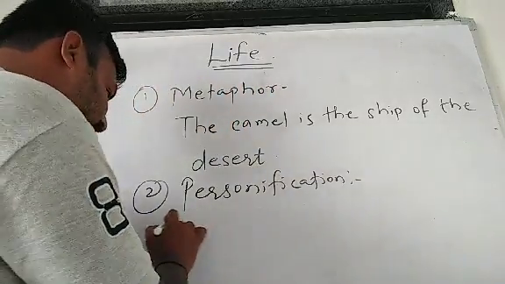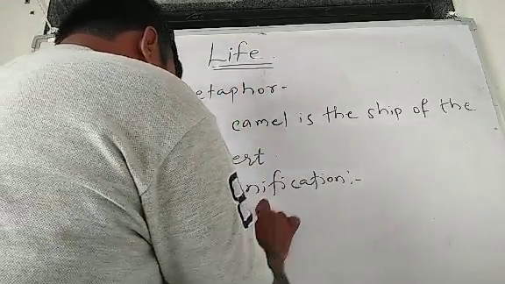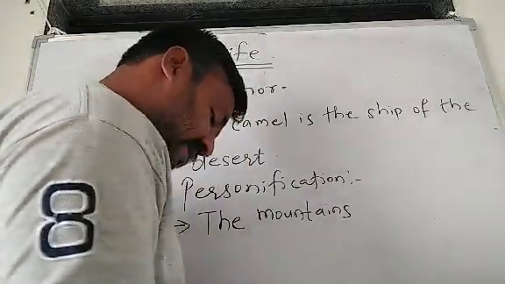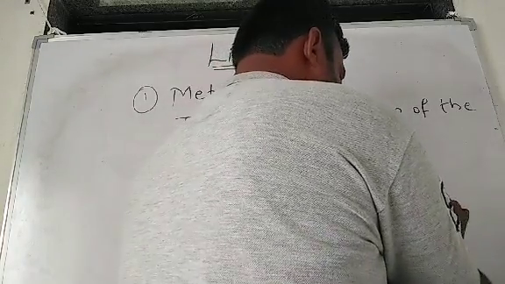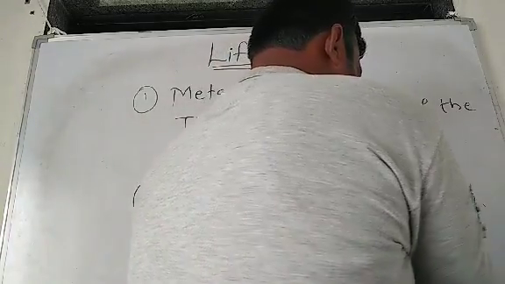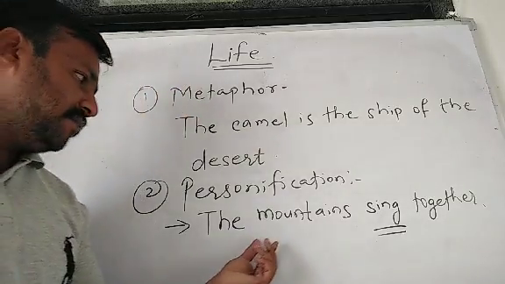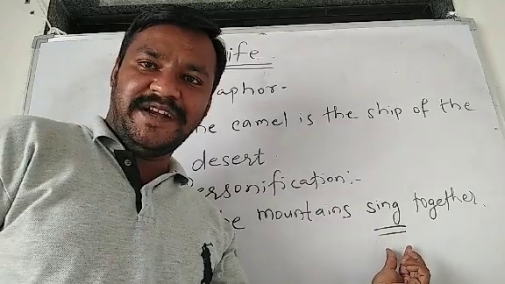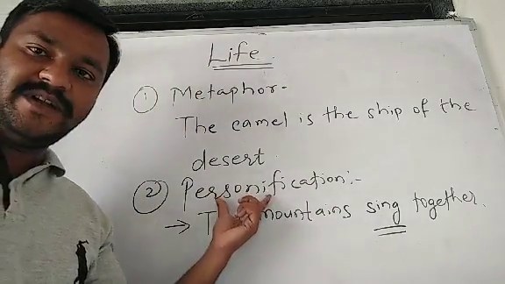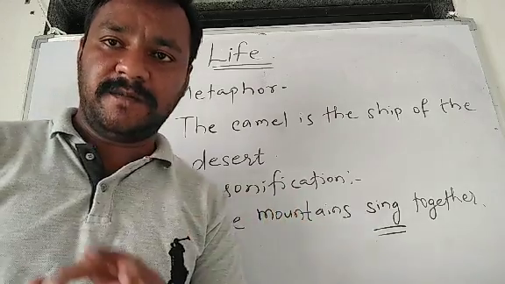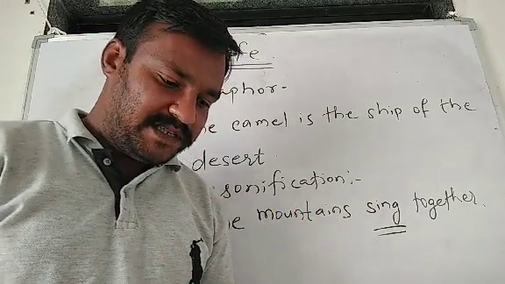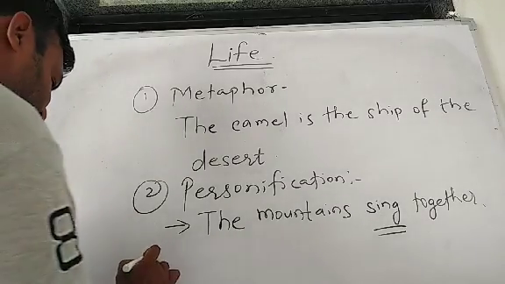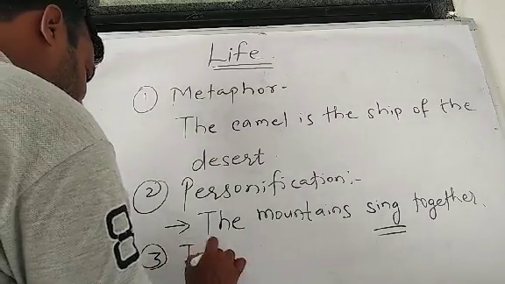For example, the mountains sing together. Here, mountains are inanimate objects, and they are given the human quality of singing. So such kind of examples are included for this personification figure of speech. And the next figure of speech is interrogation. The third figure of speech is interrogation.